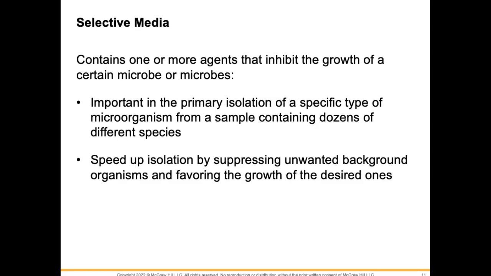So perfect example, if you do a throat culture, your mouth is loaded with bacteria. Your throat has bacteria. So if we use a selective media, it is going to be selective in what it allows to grow. And using selective media actually speeds up the isolation of the pathogen by suppressing the unwanted background noise or background organisms and favoring the growth of the desired ones. And you're going to have to know the different types of media and what their purpose is, and more stuff as we cover here.